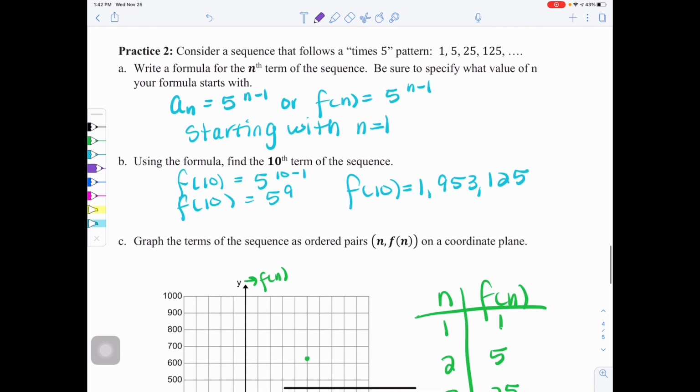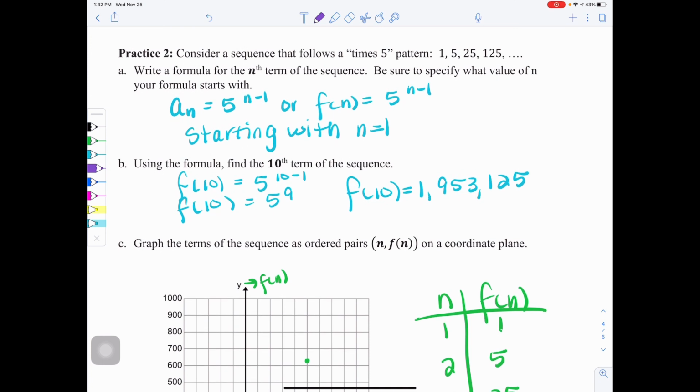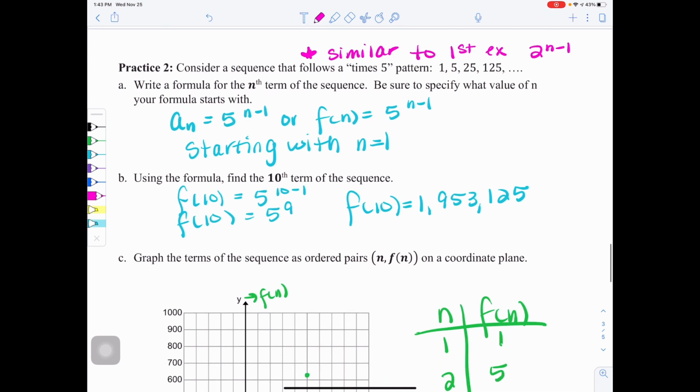Moving on to practice 2, we have a sequence that follows a ×5 pattern. So this is very similar, and you might want to put this up here, similar to our first example where we had 2 to the n minus 1. So immediately you should recognize you're going to have a similar setup. Here, since it's ×5, you're looking at powers of 5. So that also might want to be something that you write down as helpful.